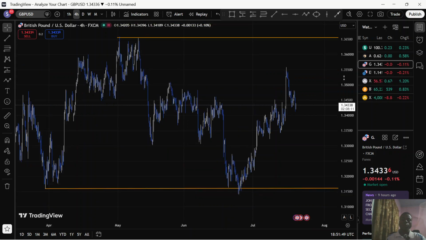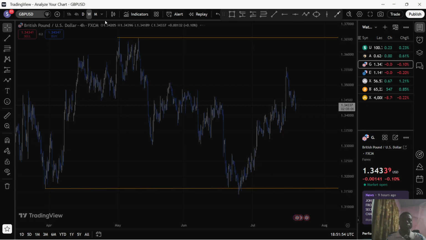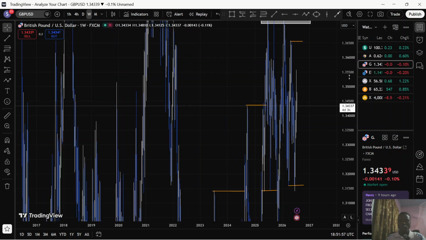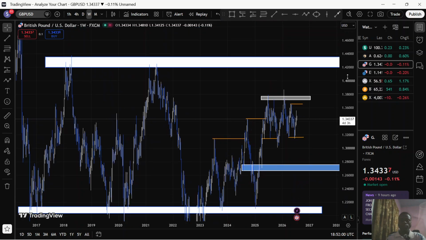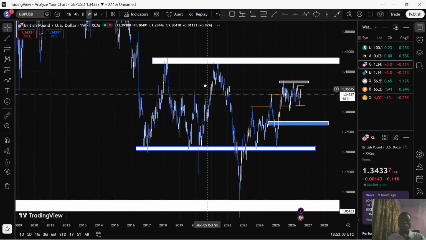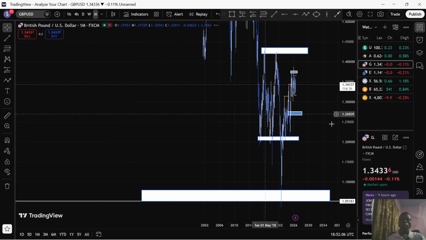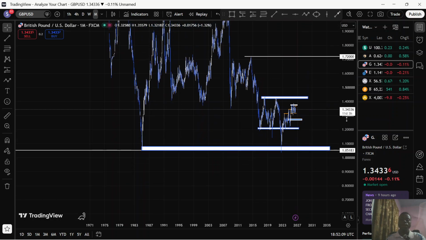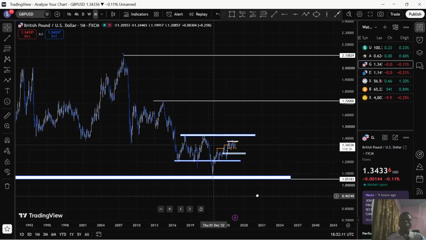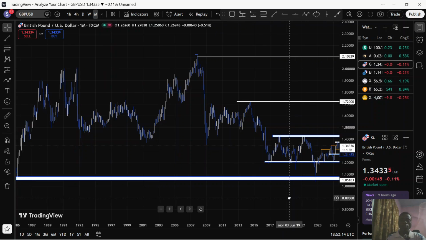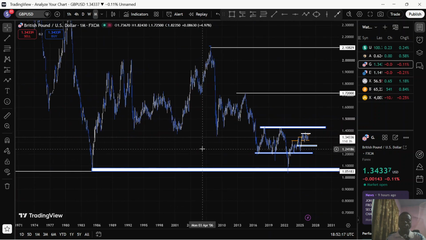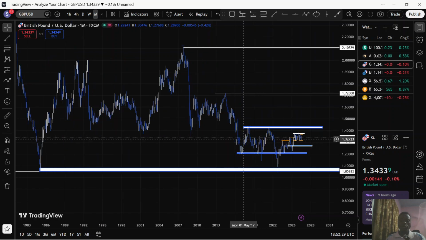GBP USD at the moment is not really making any sense based on the higher time frame. Let me show you guys so you see what I'm talking about. So let's go to the monthly. That's where I start doing my analysis. So on GBP USD, on the monthly time frame, we can see that since Monday the 3rd September 2007, GBP USD has been dropping. GBP USD has been in a downtrend.